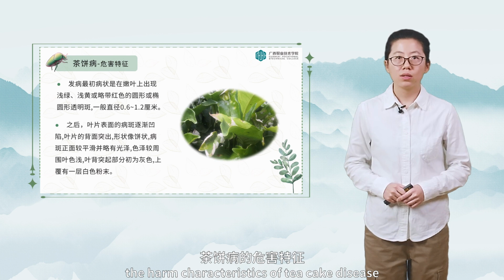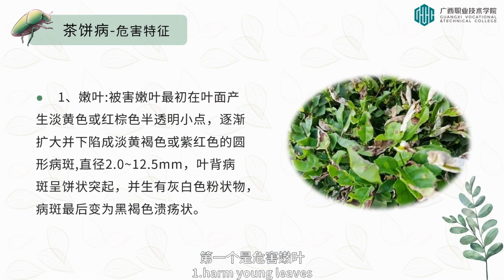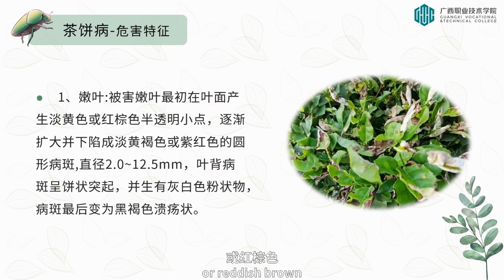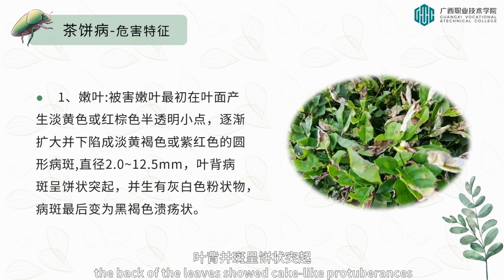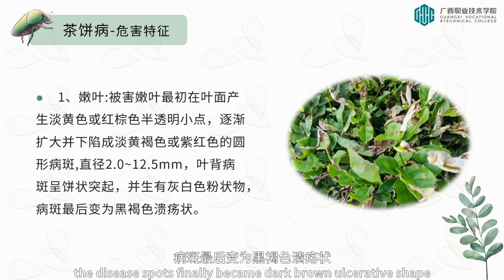The harm characteristics of tea cake disease are mainly reflected in the following three aspects. 1. Harm to young leaves. At first, the injured tender leaves produce light yellow or reddish brown, translucent dots, gradually expanding and sinking into yellowish brown or purplish red round disease spots, 2 to 12.5 millimeters in diameter. The back of the leaves shows cake-like protuberances with gray-white powder, and the disease spots finally become a dark brown ulcerative shape.